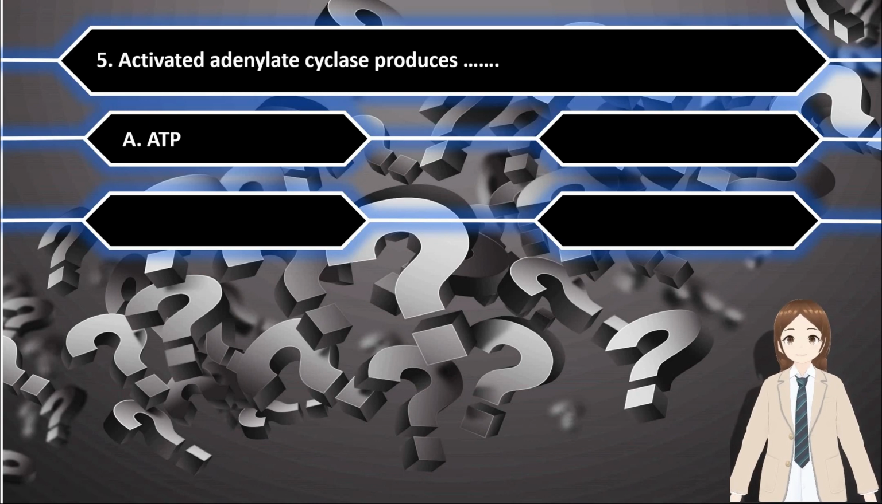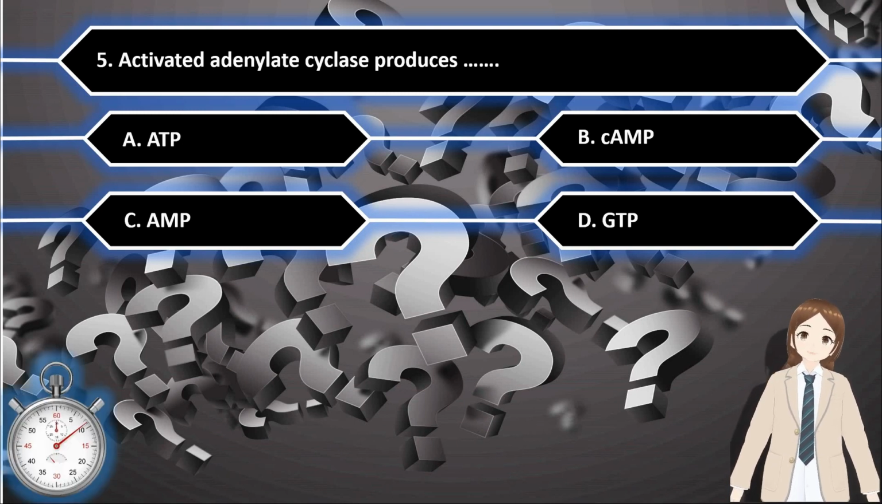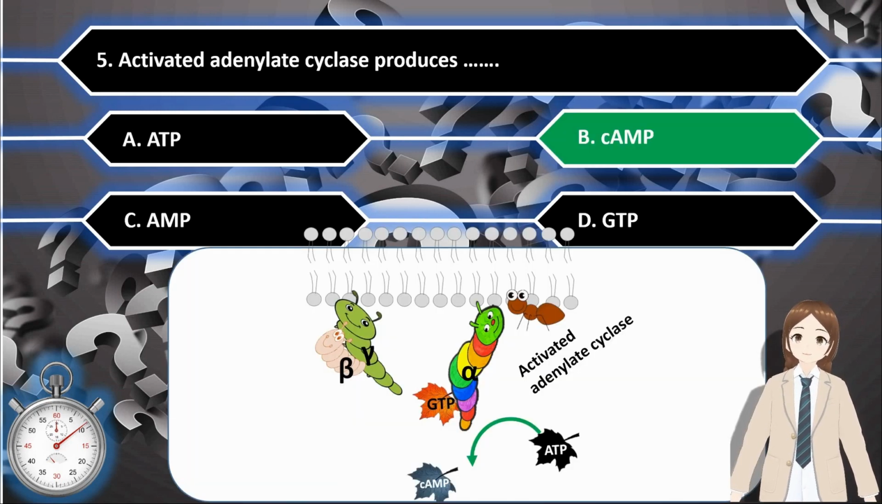Question number 5. Activated adenylate cyclase produces A. ATP, B. cAMP, C. AMP, and D. GTP. You have 10 seconds. Time is over. The correct answer is B. cAMP.